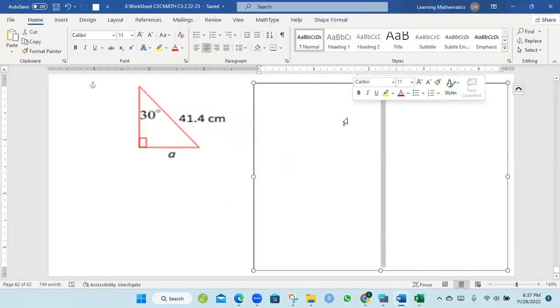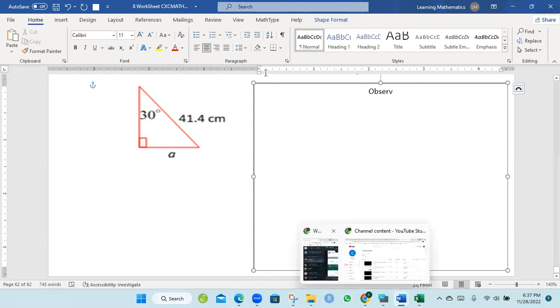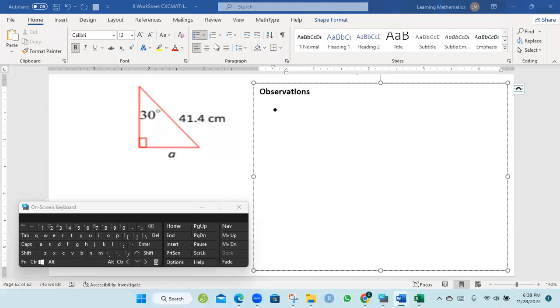So now we need to make our observations before we proceed. First observation is to describe the angle. This is a right angle triangle. So we write that down. We know it's a right angle triangle because of the 90 degrees box. Now we need to talk about the side that contains the letter. Here is the letter A. This side is away from 30 degrees. So therefore, this side is opposite to 30 degrees. A is opposite to 30 degrees. So we write that down.